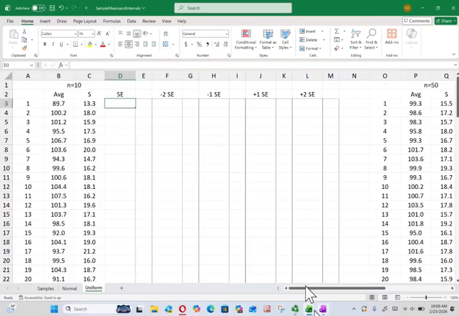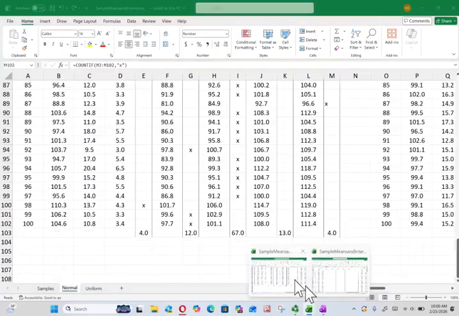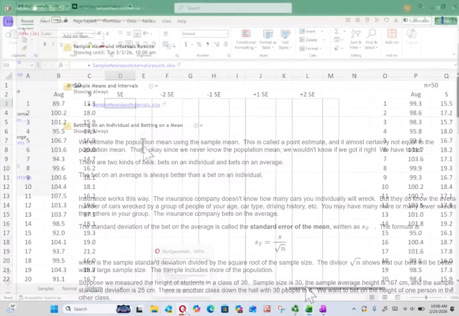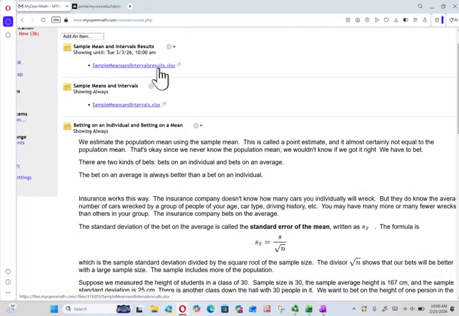The file with all of the answers on it is also in MyOpenMath, and it's that one there with results. So if you want to see what happens with all of them, you can go and look in that file.